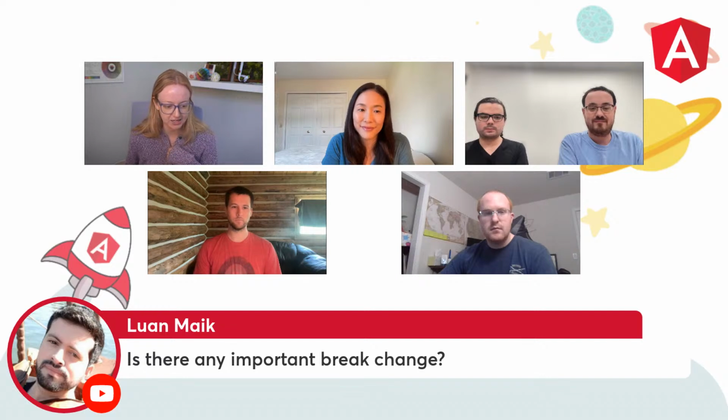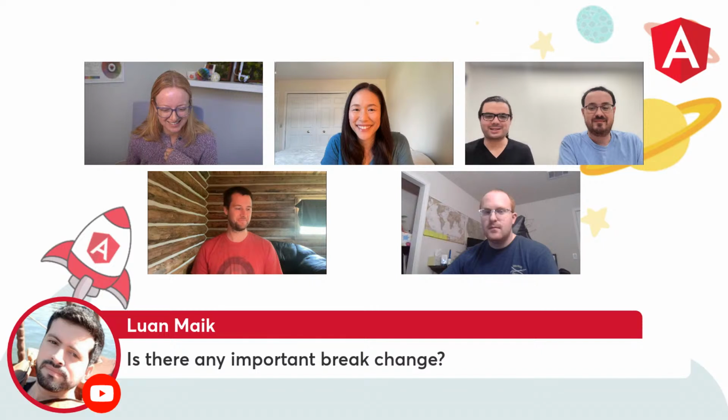Let's see. Is there any important breaking change? I think, again, we talked about this before, but update.angular.io actually goes through every breaking change in the repository. So based on your answers in that app, it will highlight that. Are there any breaking changes anyone wants to highlight? Silence is, oh, okay, go for it.